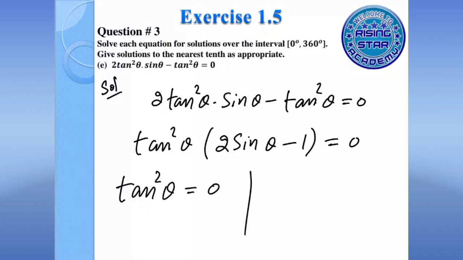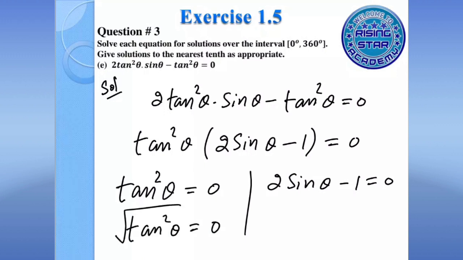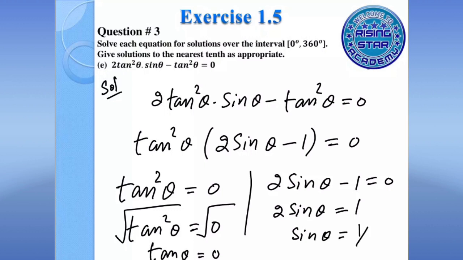Tan square theta is equal to 0. 2 sine theta minus 1 is equal to 0. Now I will take the square root on both sides. So our answer would be tan theta is equal to 0. Here we have 2 sine theta is equal to 1, so sine theta would be equal to 1 over 2. Now I will simplify both equations.